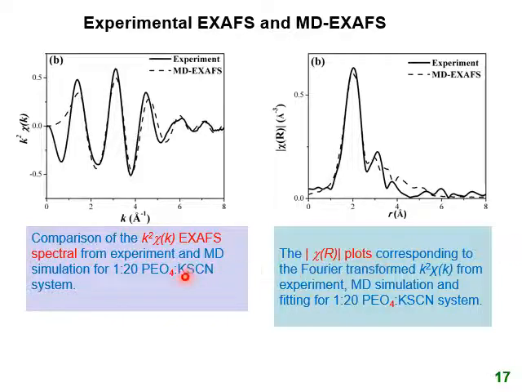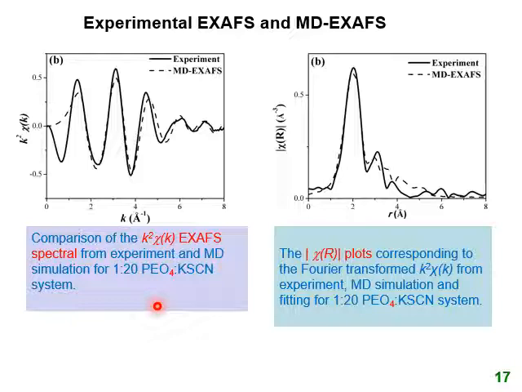We chose the tetraglyme molecule, which is like a tetramer of PEO, to complex with KSCN at mole ratios of 1 to 12 and 1 to 20. The sample is actually in the liquid state. We then did an XAFS experiment and MD simulation.